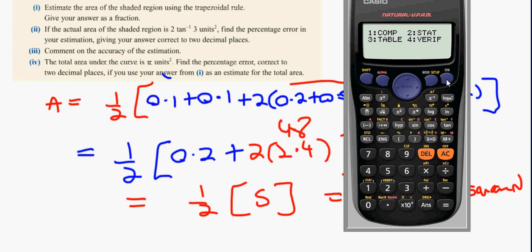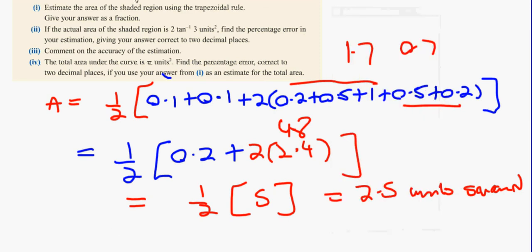because it's clearly not 143. So we go to shift setup, we change it to radians. So we try this again. 2 tan inverse 3, and there we go. The actual one is 2.498. So it turns out we seem to have an overestimation. 2.498.